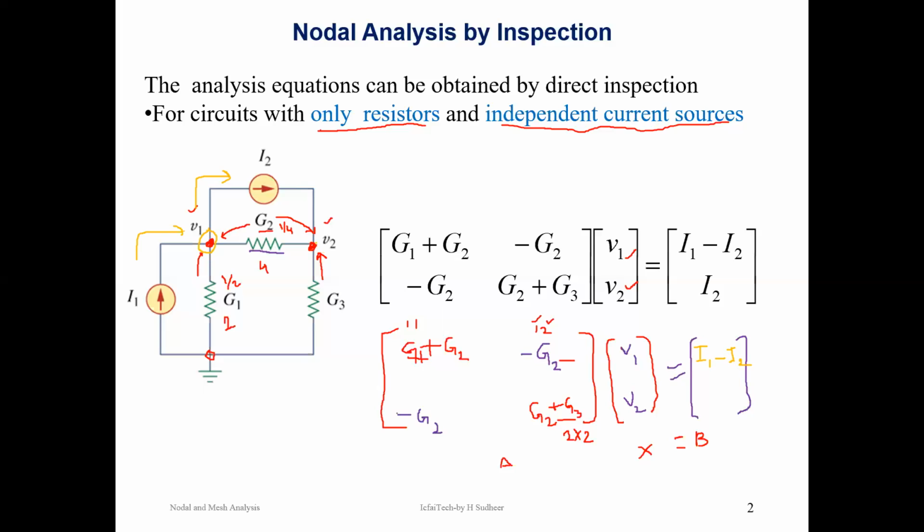Now observe the second node. Second node is being connected to only one current source. The current source value is I2 and it is incoming current. So simply we need to fill up as I2. So using this inspection method, we can directly write down final nodal equations.